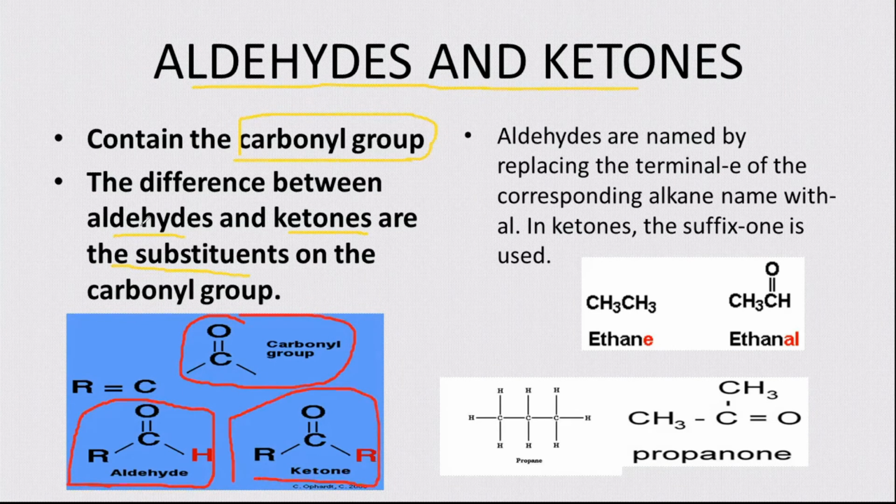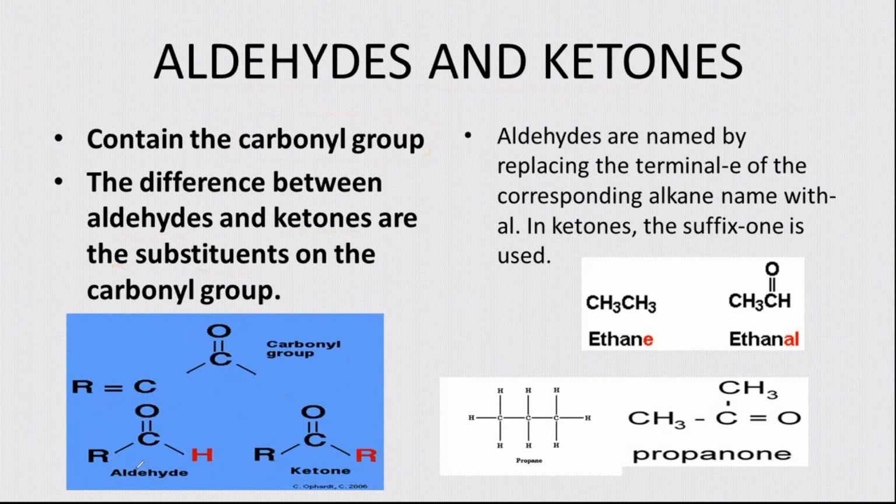The difference between aldehydes and ketones is the substituent on the carbonyl group. Aldehydes contain R and H, an R group and a hydrogen. In ketones, both are R groups. So that's the difference.